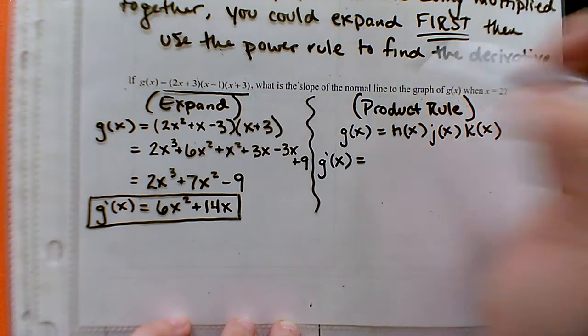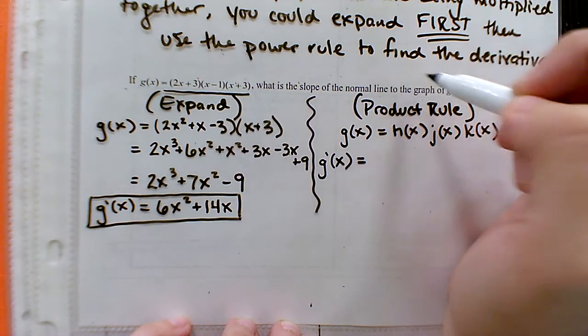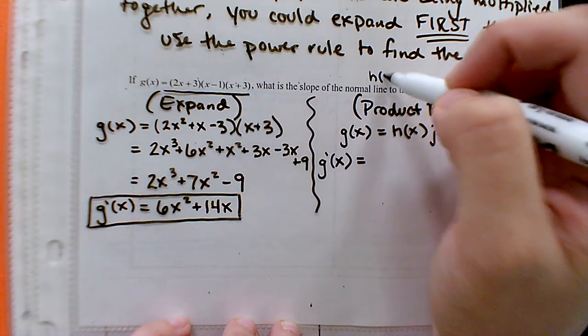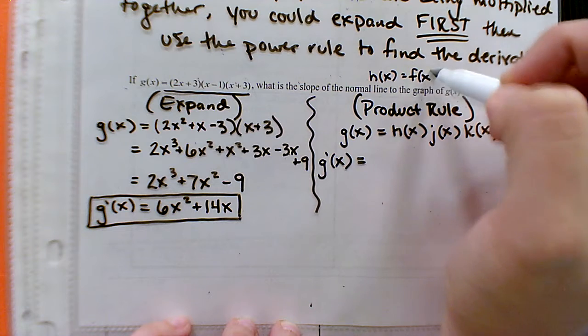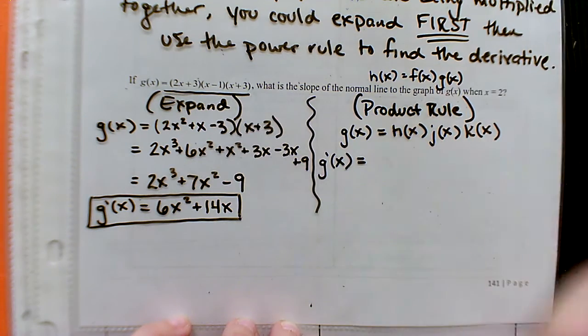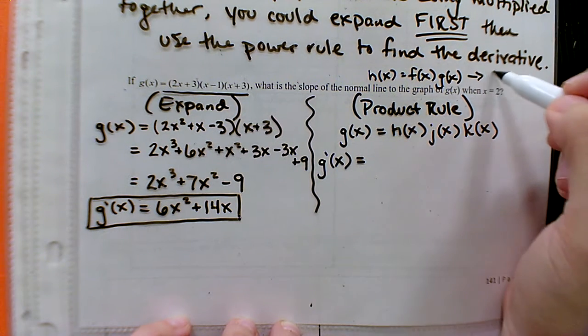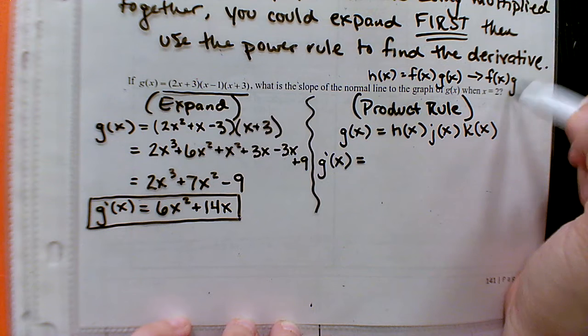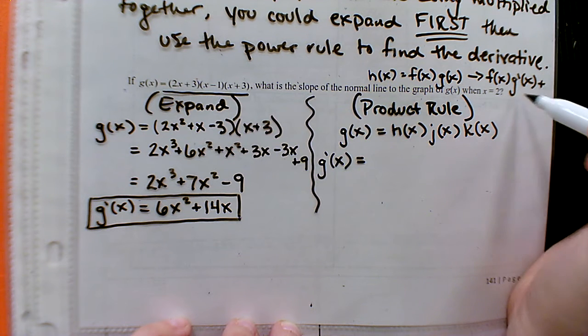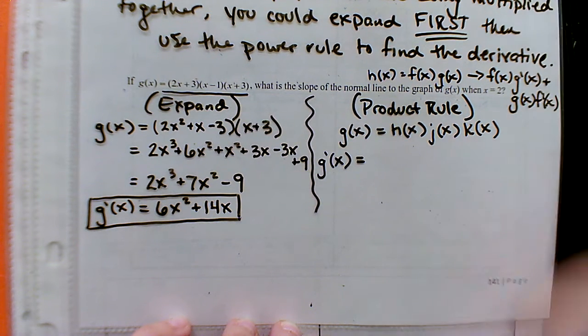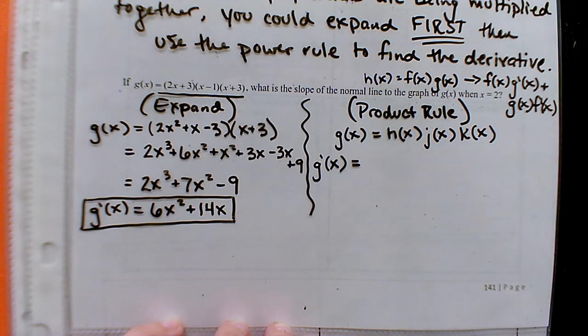Okay, so let me think about this. We said if we were multiplying two things together, for instance, f of x and g of x, then the product rule was 1d2 plus 2d1. You don't have to write this down. I'm just trying to make a note here.